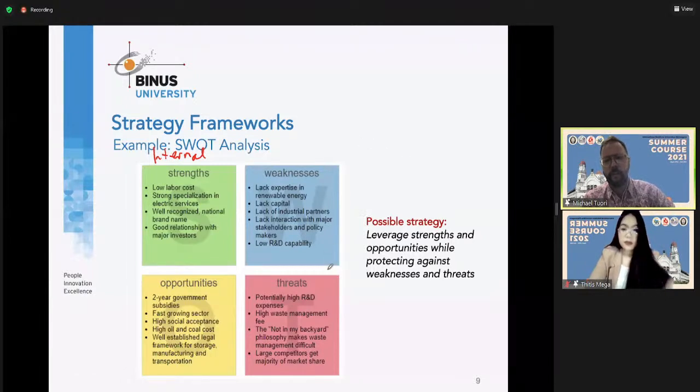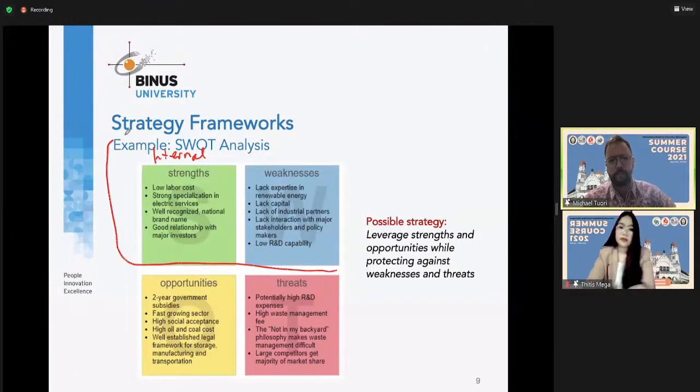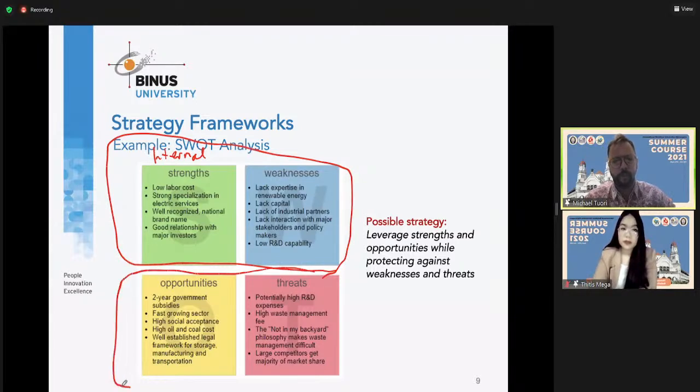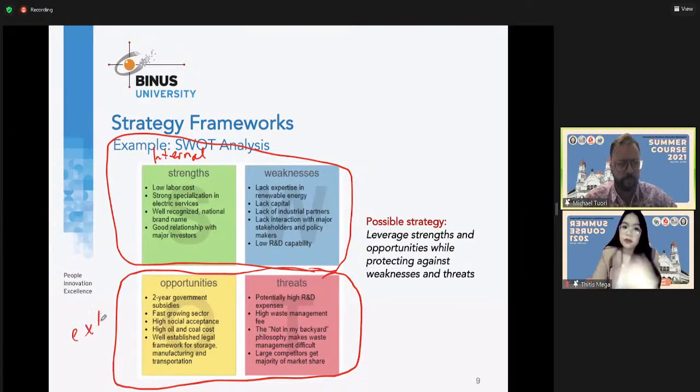So the strengths and our weaknesses, this is internal. And our opportunities and our threats are external. So we look inside our company, we see what are our strengths, what are our weaknesses inside of our company. And we look outside of our company and say, well, what opportunities do we have and what kind of threats do we face?